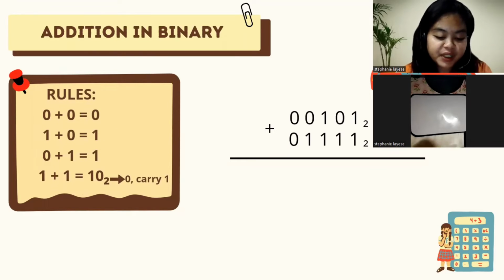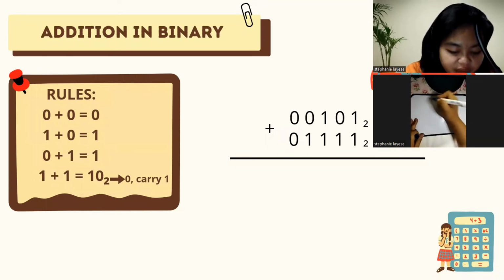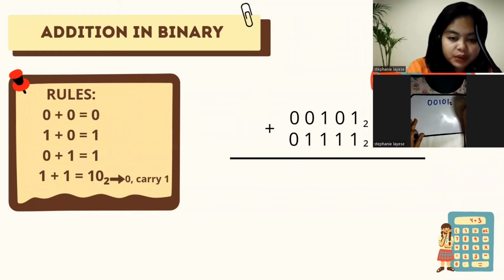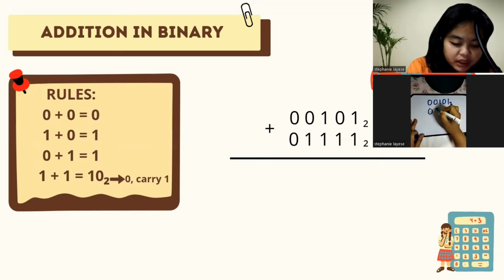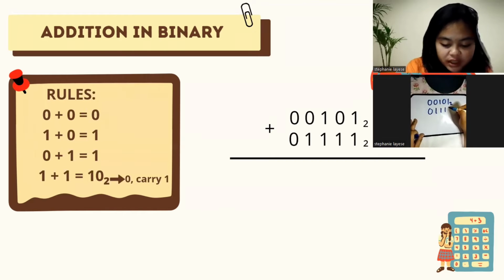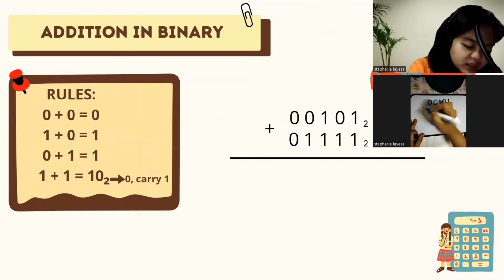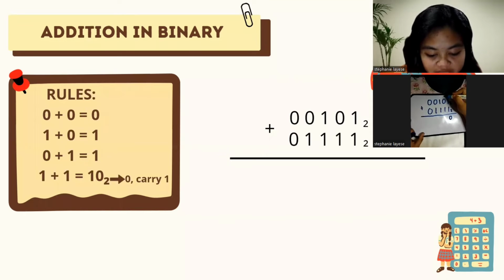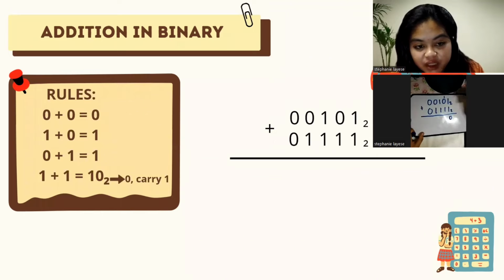Now, I'm gonna put that here in my whiteboard. 00101 subscript of 2, and 01111 subscript of 2. And then we put the addition here. Let's start. 1 plus 1, we got 0, and we put 1 here. Always remember that 1 plus 1, we get 10, but we need to put only 0 below and carry 1.